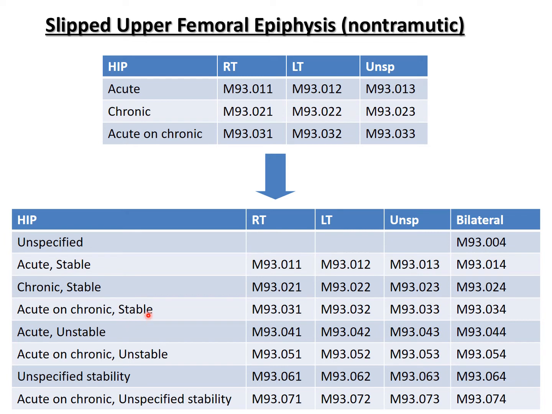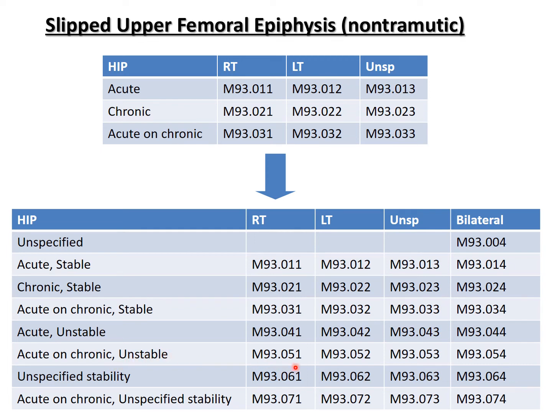Acute and chronic stable, the right hip code is M93.031, left hip it is M93.032, unspecified hip M93.033, bilateral hip it is M93.034. Acute unstable, these are new codes, that is M93.041 for right hip, 042 for left hip, 043 for unspecified hip, and 044 for bilateral hip.